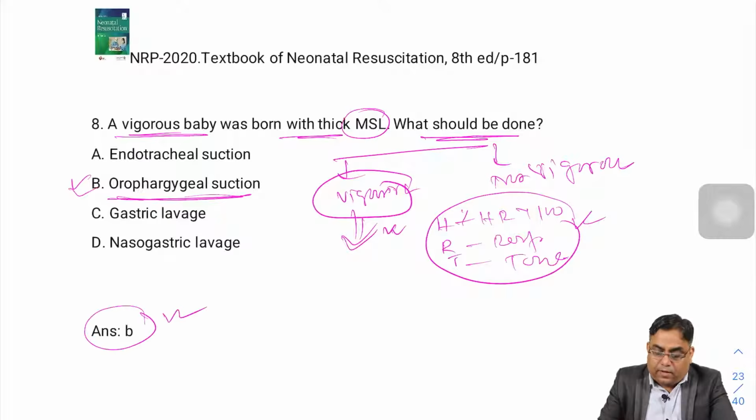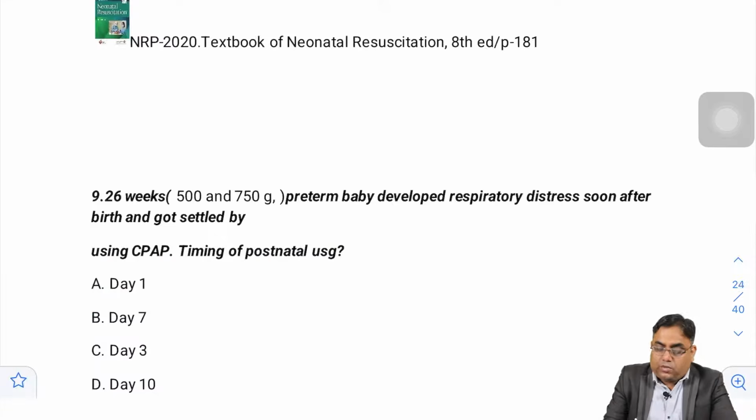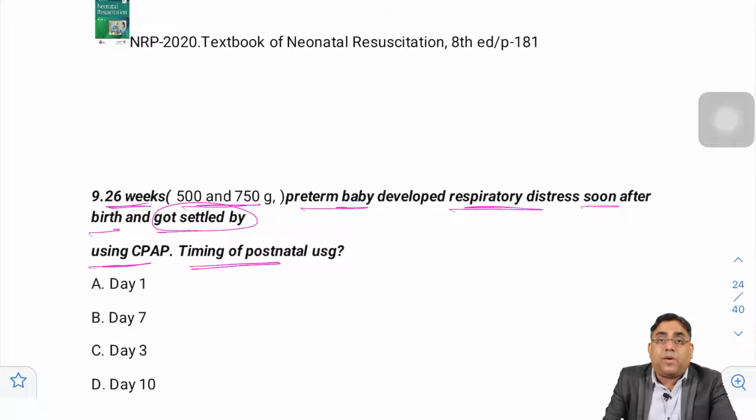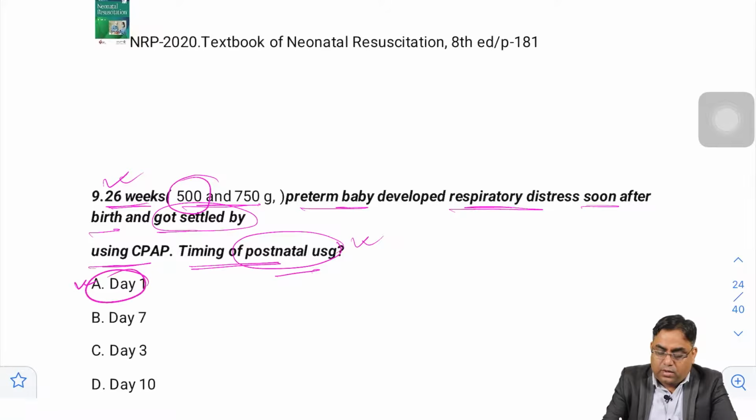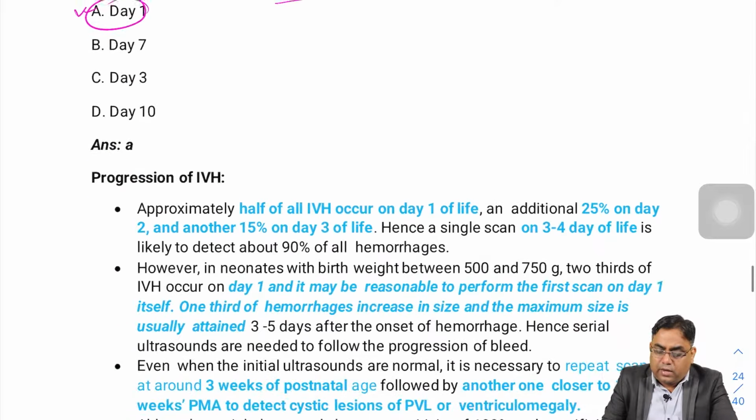Now, next. A 26-weeker, a 500 to 750 gram preterm baby, developed respiratory distress soon after birth and got settled by using CPAP. What is the time of postnatal ultrasonography? Usually in preterm you do the ultrasonography after 72 hours. In this case, the postnatal ultrasound should be done at day 1. So this is clearly written.